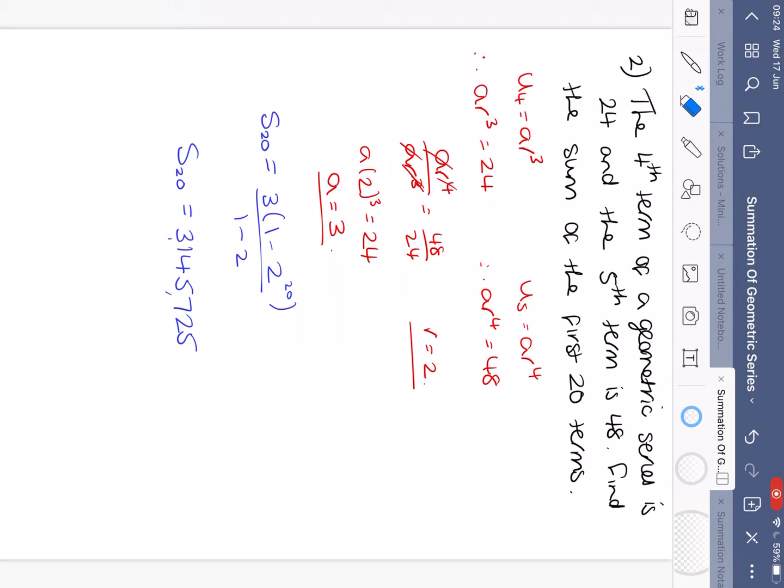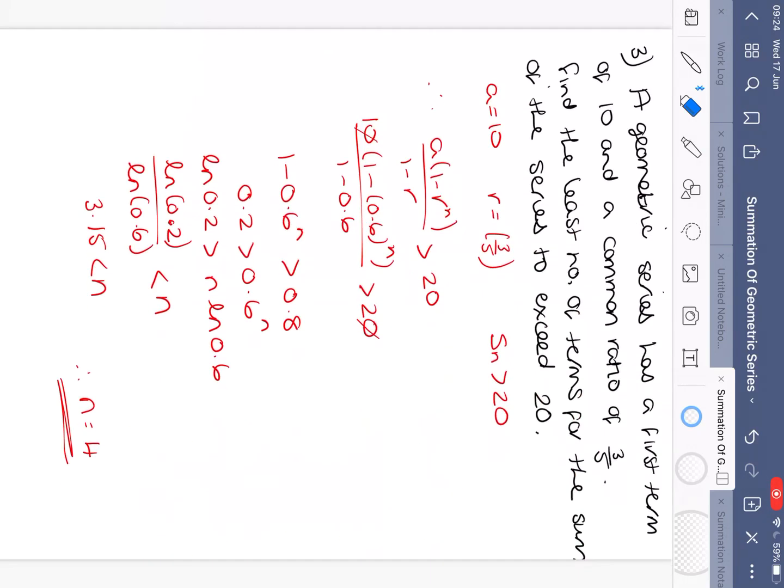Okay. So, number 2. This was one where you had to do what we did last lesson to work out what your first term and your common ratio are first, because it doesn't tell you the first term, it told you the 4th term and the 5th term. And once you've done that, it actually tells you how many terms it wants you to work out the sum of. So you find the sum of the 20 terms is 3,145,725.